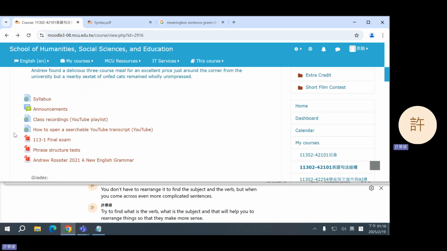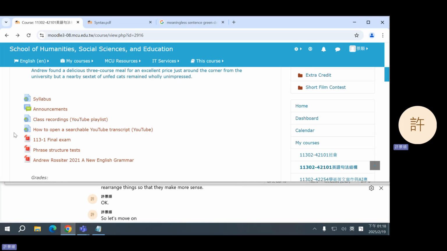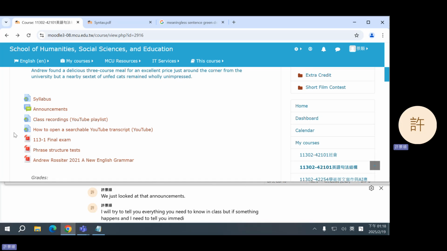Okay, so let's move on to the course website. The syllabus, we just looked at that. Announcements. I will try to tell you everything you need to know in class, but if something happens and I need to tell you immediately, I will post here and you will receive an email from Moodle. So remember to check your email once in a while.